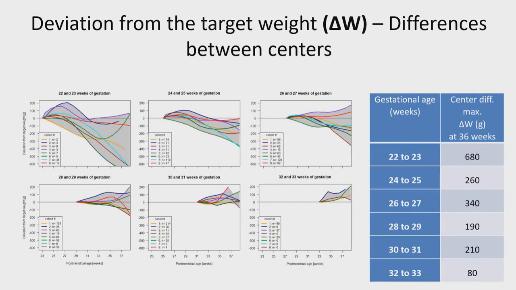Then we were looking into differences between centers, and we found a huge variation and huge center difference in terms of the deviation from the target weight. There were centers which achieved, even for the 22, 23 weekers, the growth trajectory, here shown in the red line. However, there were other centers which had different growth trajectories. And differences in this group were up to 680 gram.